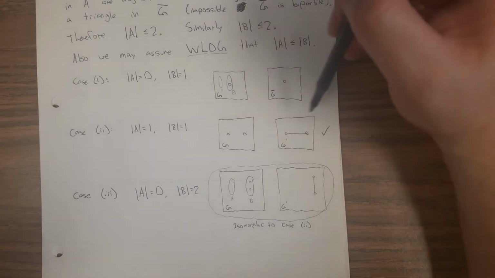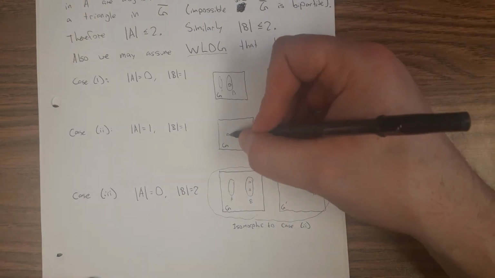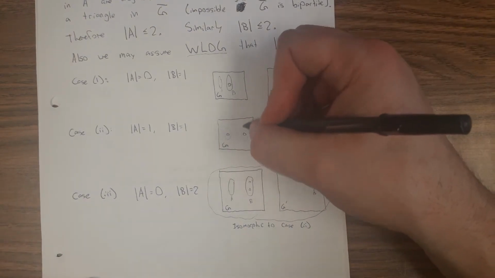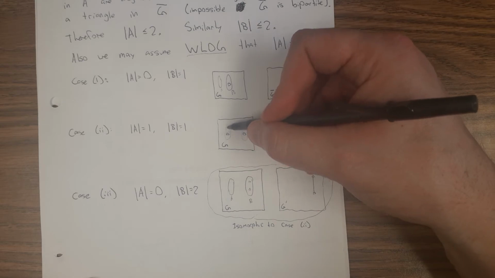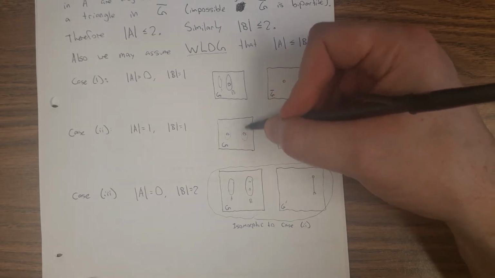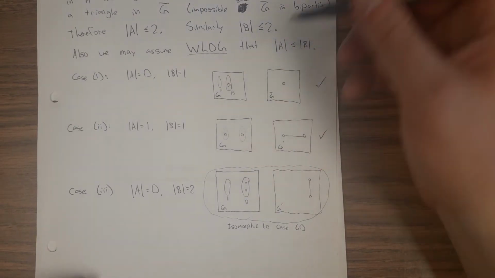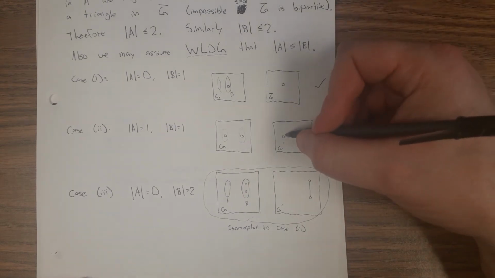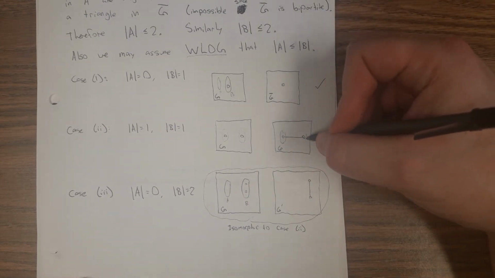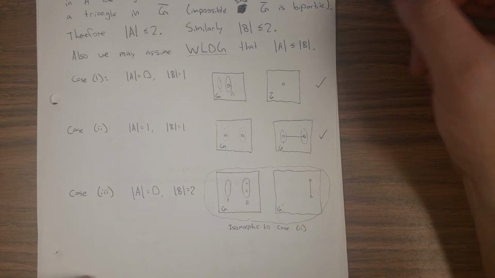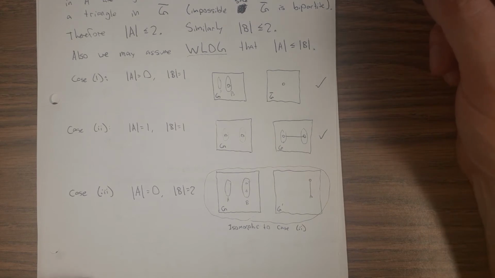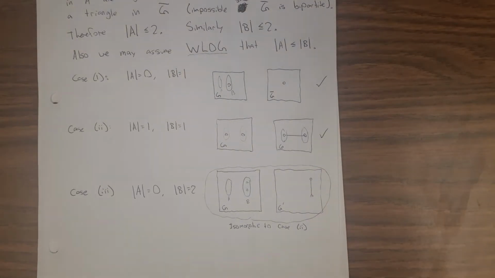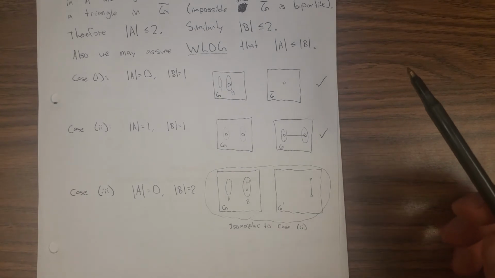They are both bipartite. I could call this set A and this set B, and once again, there's no edges with both ends in A, and there's no edges with both ends in B, so this is bipartite. Similarly here, I can call this A and this B, and this is bipartite. What else?